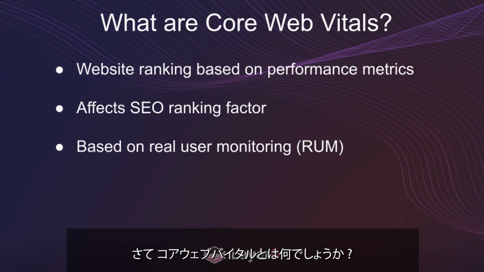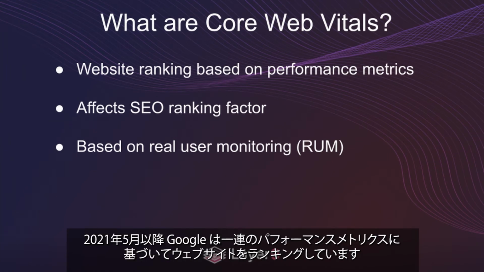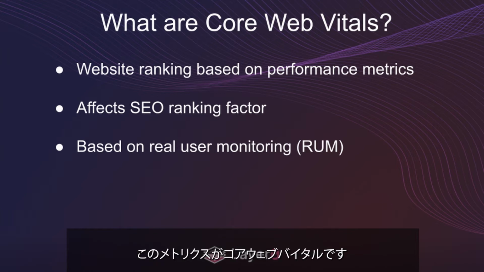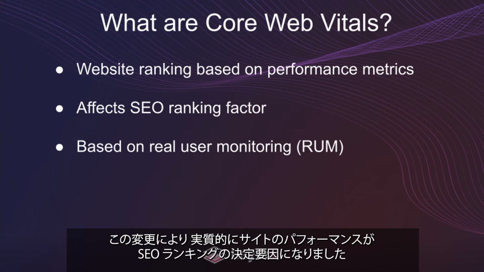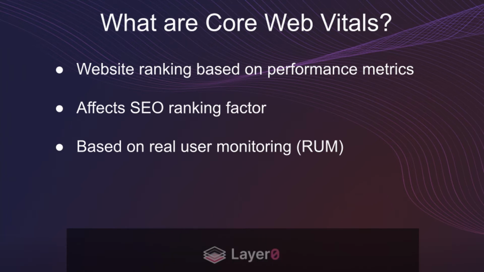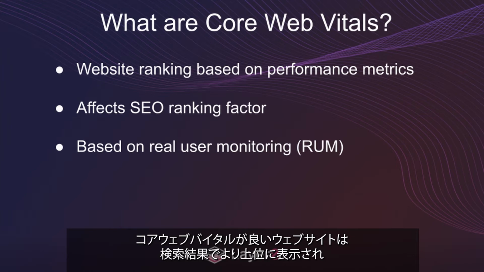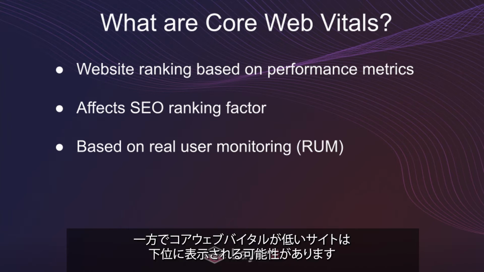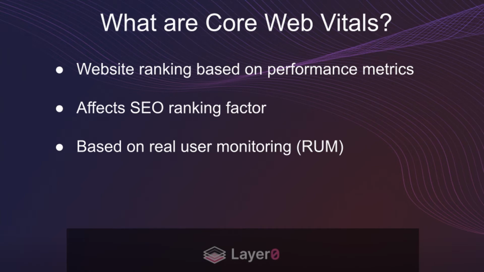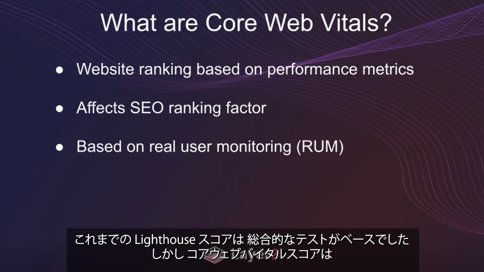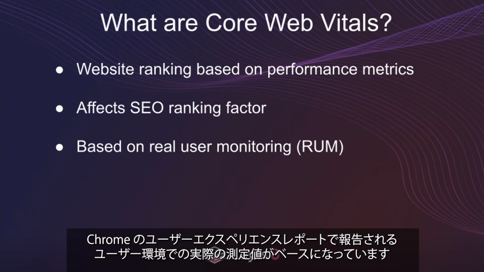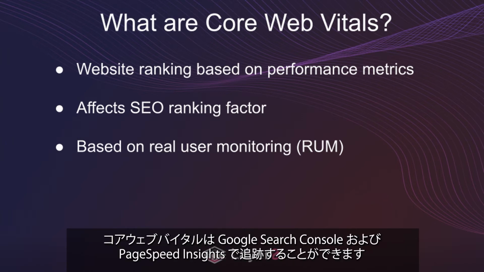So what are Core Web Vitals? Well, as of May 2021, Google has begun ranking websites based on a set of performance metrics called Core Web Vitals. This change effectively makes site performance an SEO ranking factor. Websites with good Core Web Vitals may be placed higher in search results, while those with poor vitals may be placed lower. Unlike Lighthouse performance scores, which are based on synthetic tests, Core Web Vital scores are based on measurements from real users of Chrome as reported in the Chrome User Experience Report. Core Web Vitals can be tracked via Google Search Console and PageSpeed Insights.